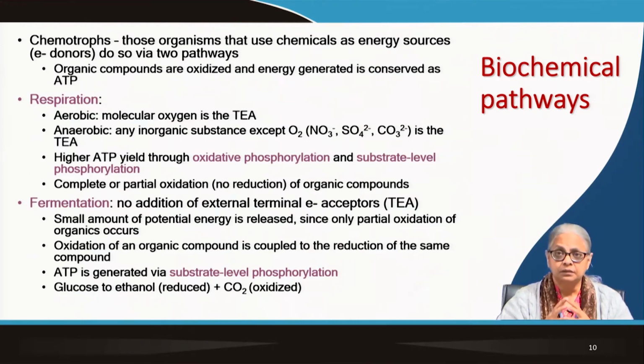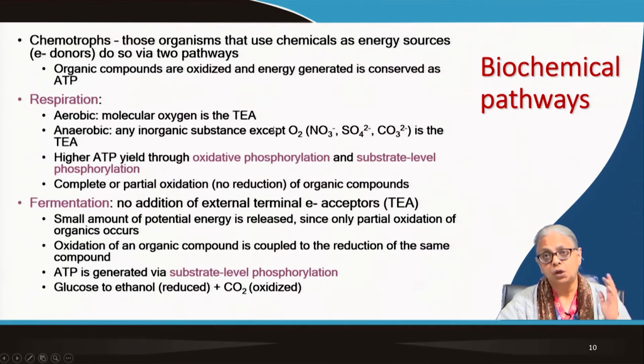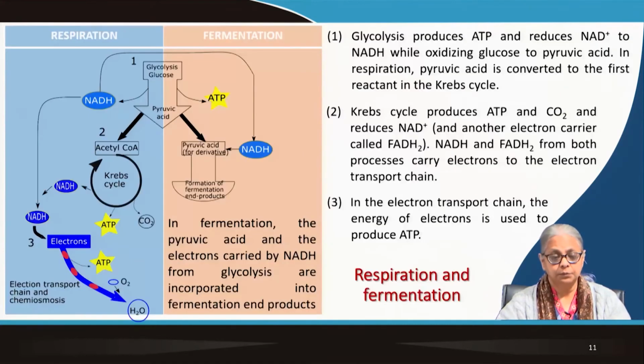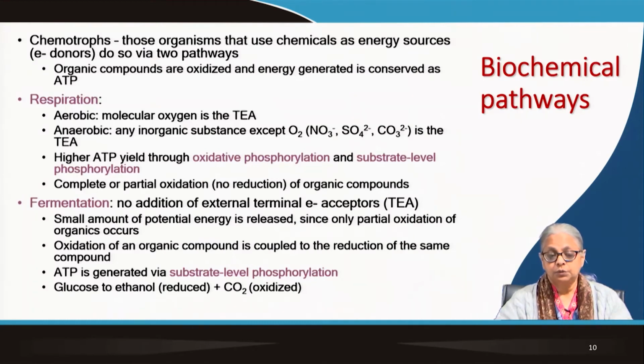Within respiration, there are different terminal electron acceptors that are used. So if the terminal electron acceptor is molecular oxygen, then it is called aerobic respiration. If the organism uses an inorganic substance other than oxygen like nitrate, sulfate, carbonate, if these are the terminal electron acceptors, then it's called anaerobic respiration. So in the absence of oxygen, it's called anaerobic respiration. The pathways are the same. The biochemical pathways will be the same, but it is the electron acceptor at the end of the electron transport chain that is different. Okay. So you get a higher ATP yield.